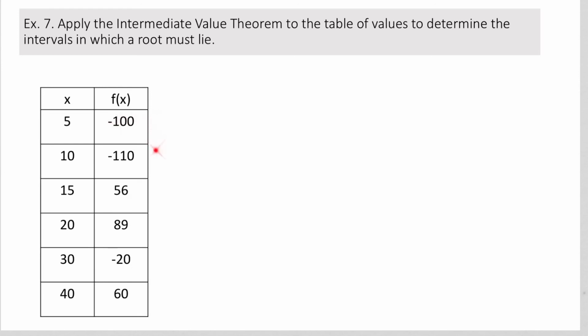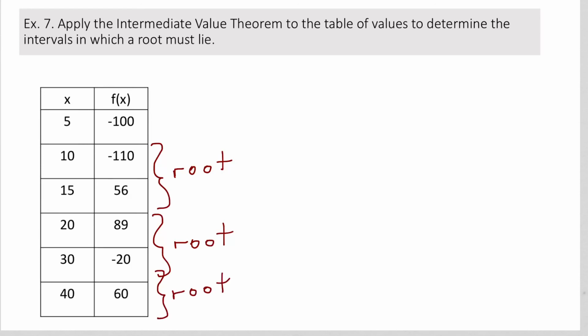Here we're going negative, negative. It's not crossing the x-axis, no sign change. Between 10 and 15, though, we're going from negative to positive. All right, so there's got to be a root in here. Going from here to here, positive to positive, no change. Going from here to here, we've got to cross to go from positive to negative, so there's got to be a root in here. And then once again, I see another change in signs, going from negative to positive, there's got to be a root in here too.